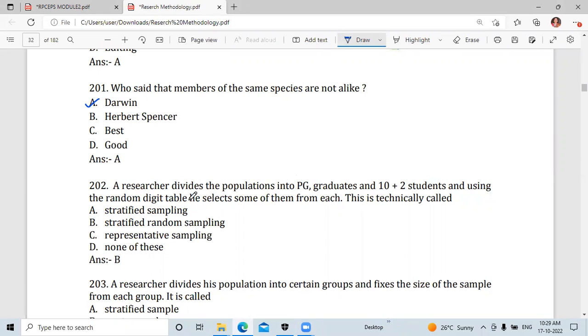A researcher divides the population into PG graduates and 10 plus, that is PU students, and using the random digit table, he selects some of them from each. This is technically called stratified random sampling. So a researcher will divide the population into undergraduates and PG graduates, or PG graduates and PU students, and using that random digit table, he selects some of them from each. This is technically called stratified random sampling.